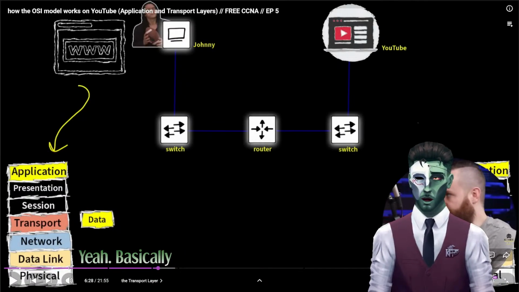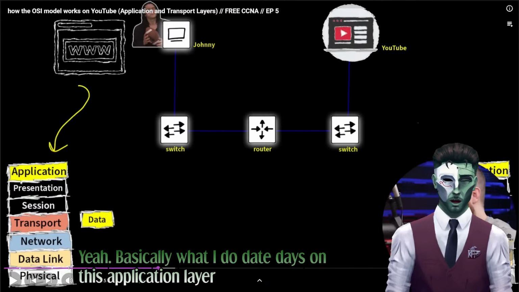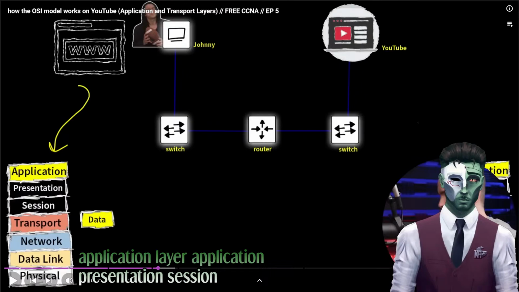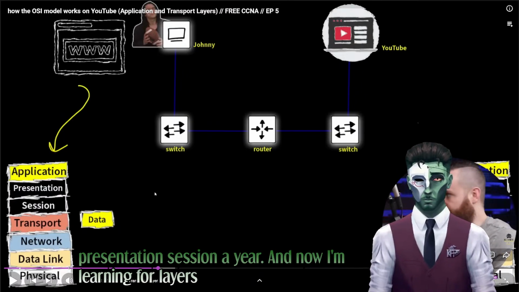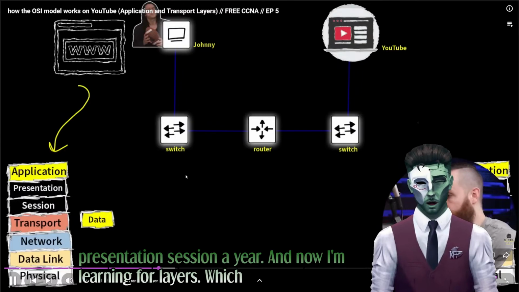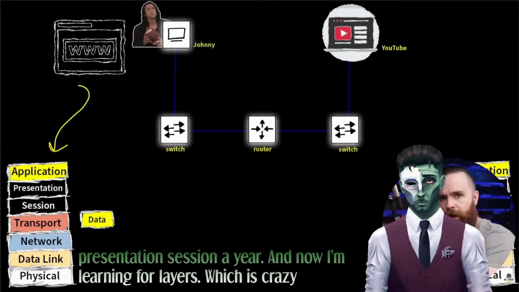Basically, what I do day to day is on the application layer, the application, presentation, session layer. And now I'm learning the other four layers, which is crazy. Transport layer: how can we get this data to the other end, to the other server?